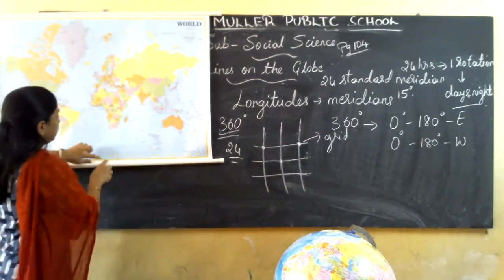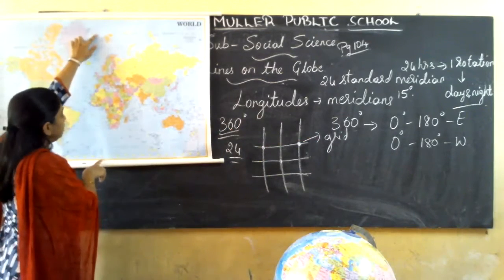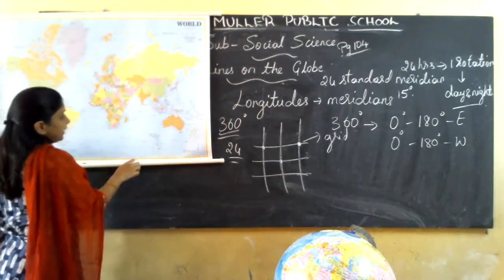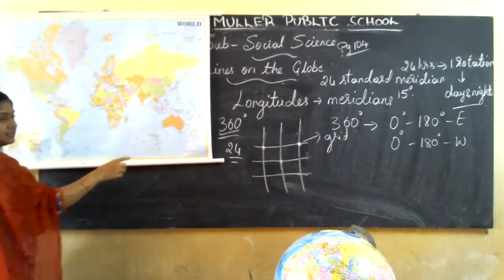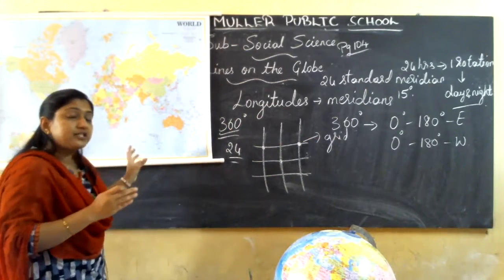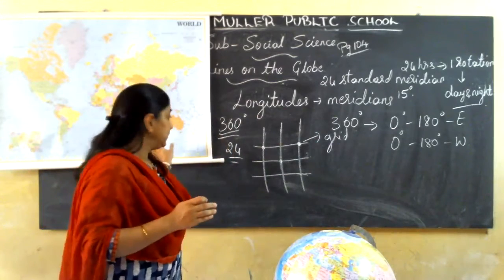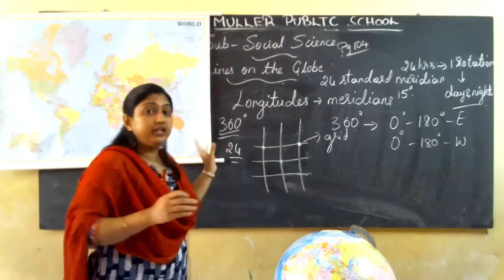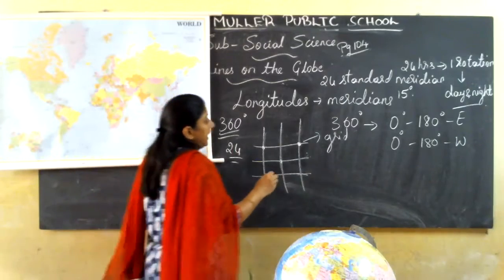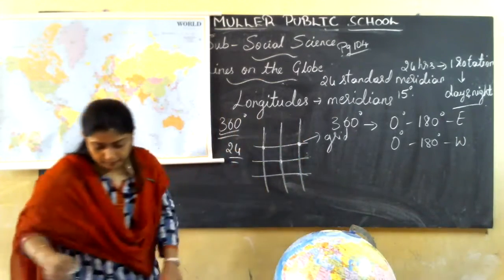That is what you see here. So see, this is the 0 degree meridian, the prime meridian. From here 15, 30, 45, 60, 75, like this. So what is the interval between each standard meridian? You have 15 degree, that is the time degree interval between each standard meridian. Okay.